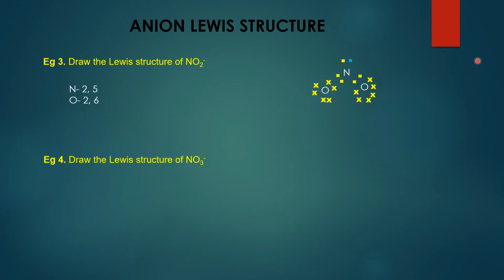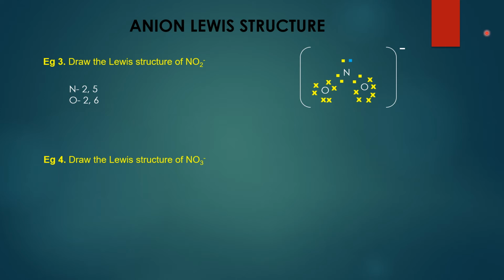So where do you think the dative bonding has taken place? The dative bonding has taken place between this nitrogen and this oxygen, because here the nitrogen is providing the electron to the oxygen, not the oxygen providing the electron to the nitrogen. So only one atom is providing the electrons. So that's the dative bonding. And because it's an ion, we must draw the square braces and put the charge on the top right-hand corner.